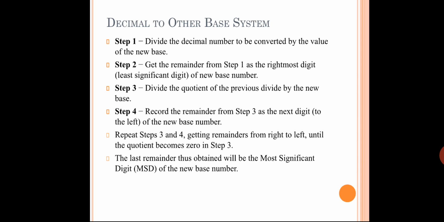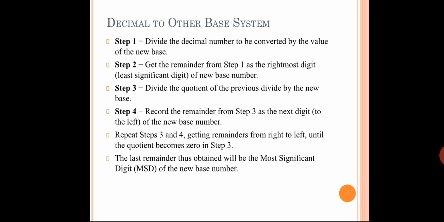The first step is to divide the decimal number to be converted by the value of the new base. So whatever decimal number you take, in a real world scenario, whatever number you are going to consider, that is how it can be converted. You have to take the same base.